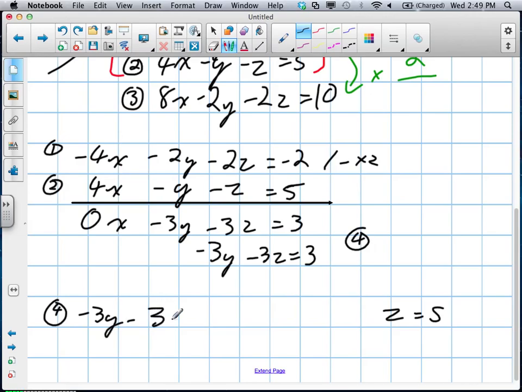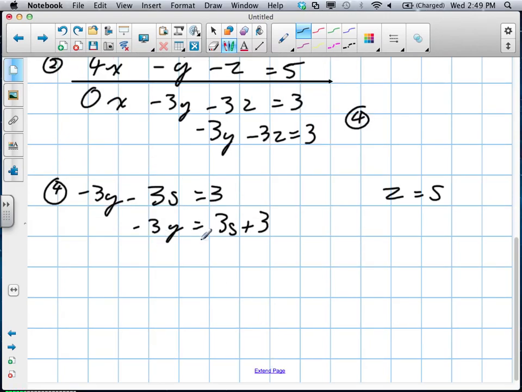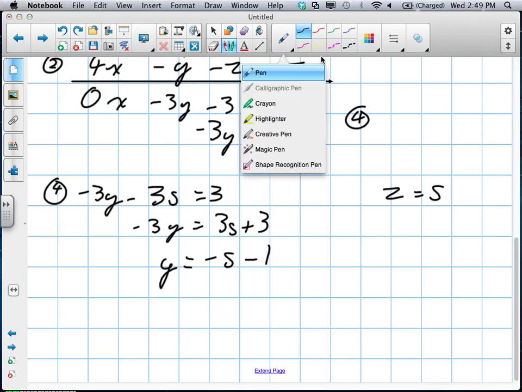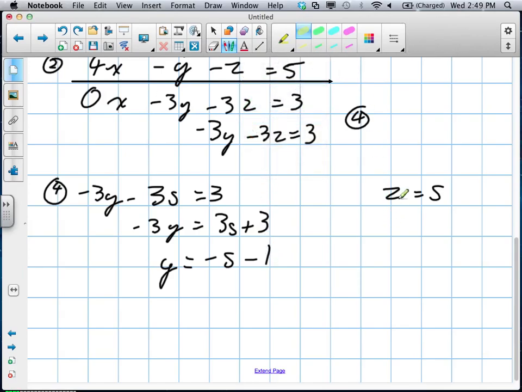-3y minus 3s equals 3. Clearly I can divide this entire equation by 3. We'll kind of do that at the end when we go through it. But this will then give us -3y is equal to 3s plus 3. And when I divide by -3, y becomes -s minus 1. So there's our second parameter. Our first parameter being z equals s. Second parameter being y equals -s minus 1.